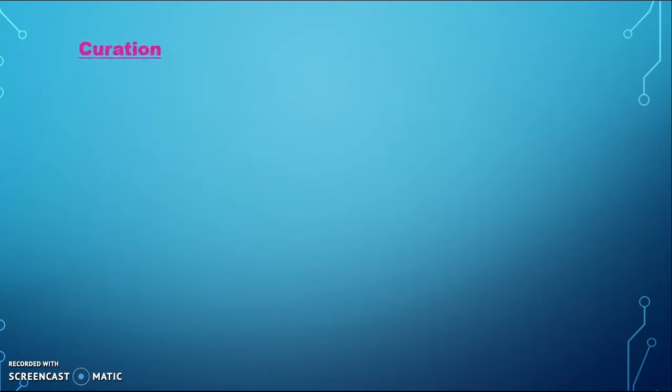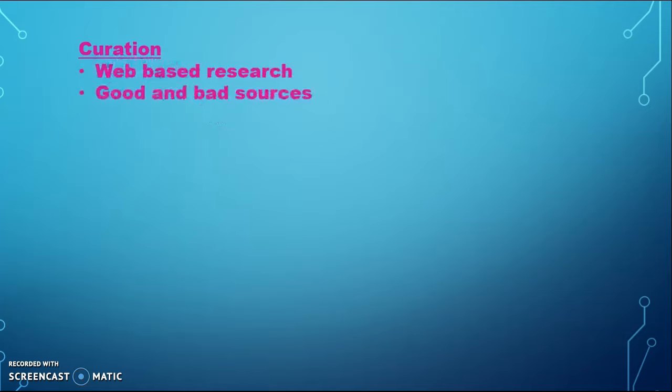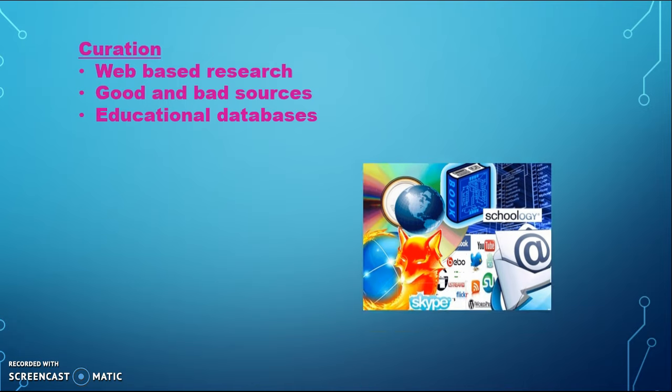The next C is curation. This is dealing with how students sort through the information that they find on the web. Students need to know the difference between good and bad sources. At my school, we steer students towards educational databases such as Gale and the Encyclopedia Britannica. We have found that these sites are accurate and reliable sources of information.